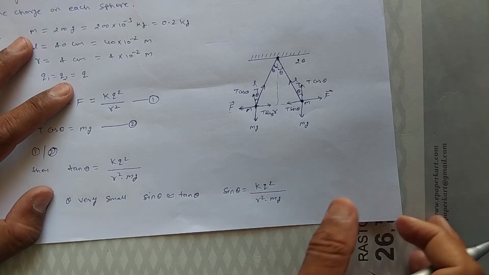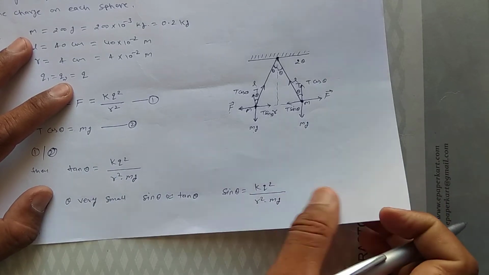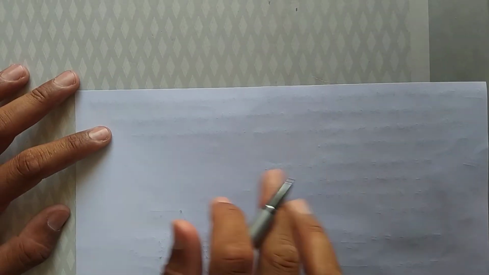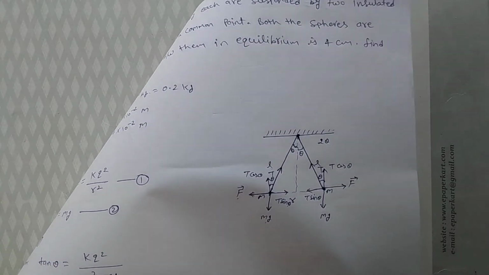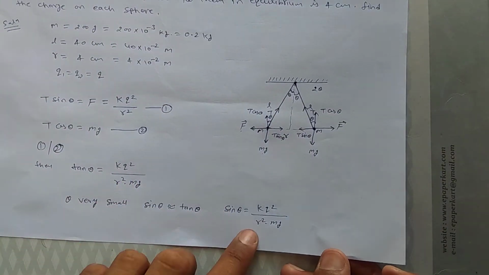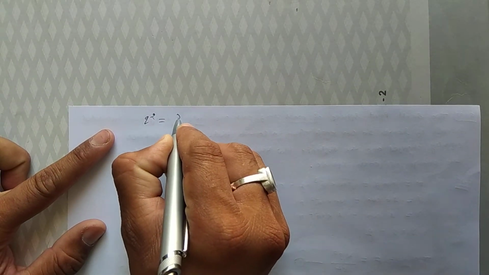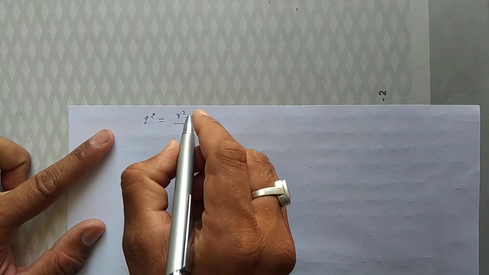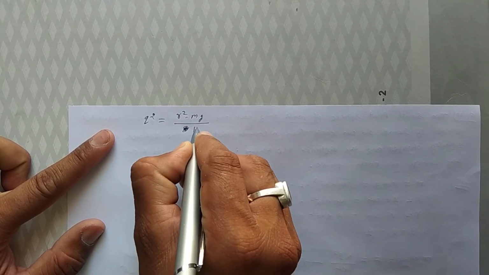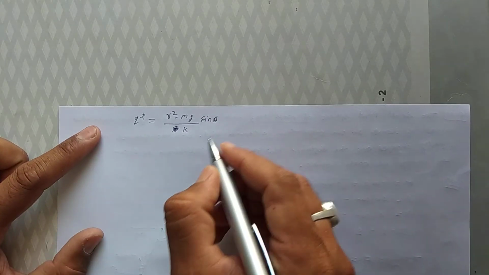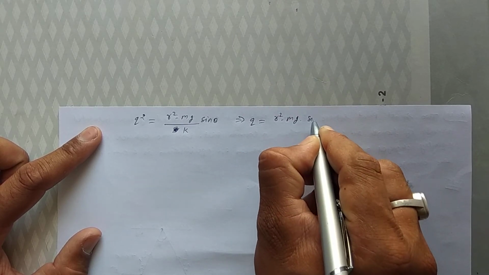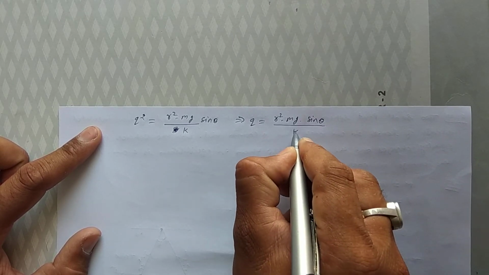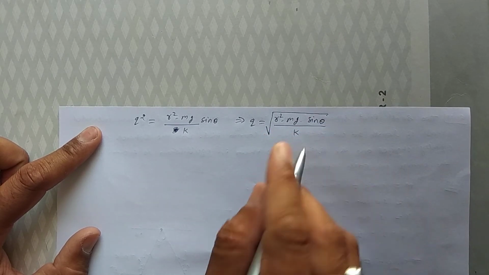From this formula, we find q square. So q square is equal to r square mg sin theta upon k. So q is equal to (r square mg sin theta upon k) to the power 1 by 2.